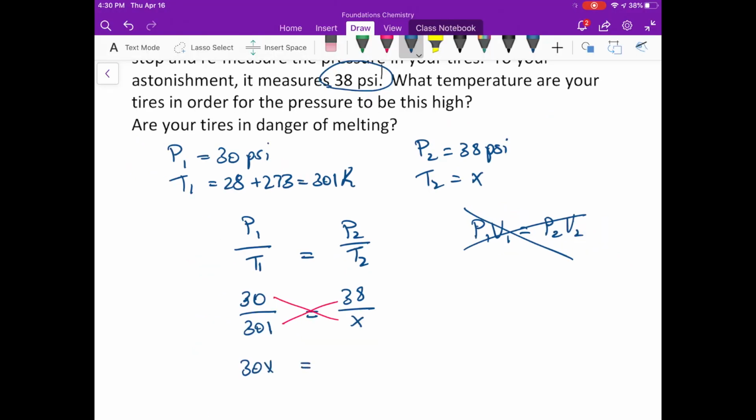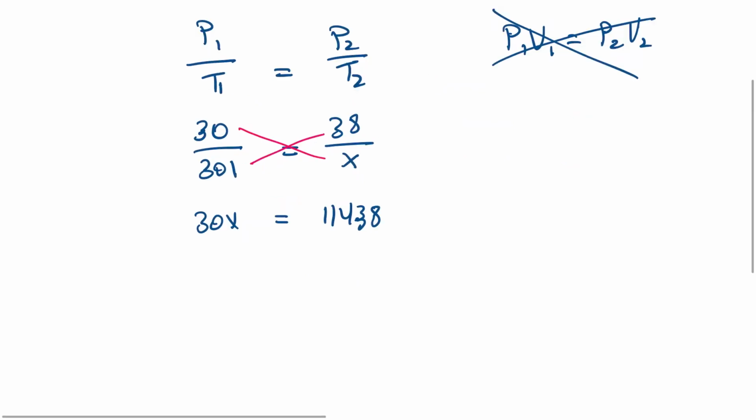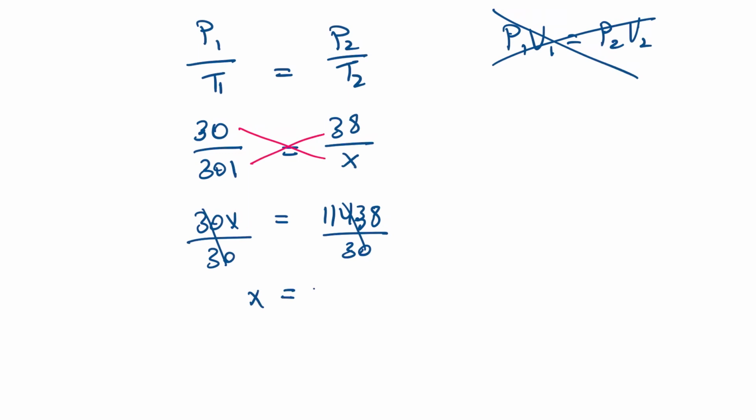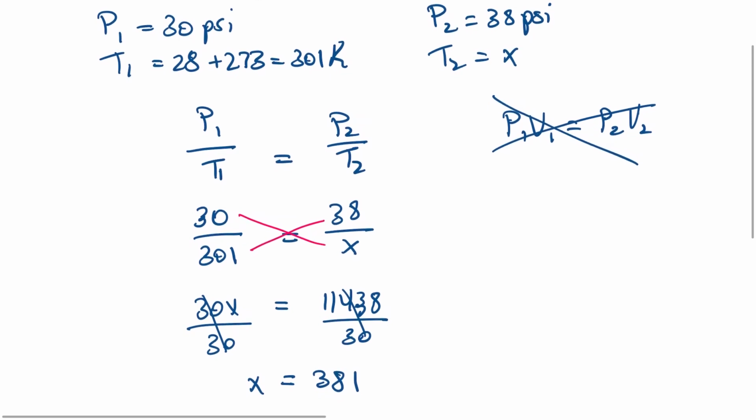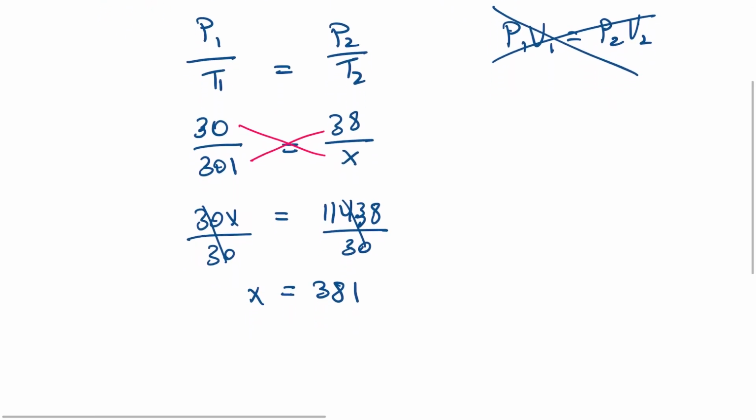Okay, so now we have 30x equals 38 times 301, 11438. And now we want to isolate the x, so we're going to divide both sides by 30. And when we do that, we get x equal to 381. And I'm only allowed 2 sig figs, so this is going to be 3.8 times 10 to the 2.